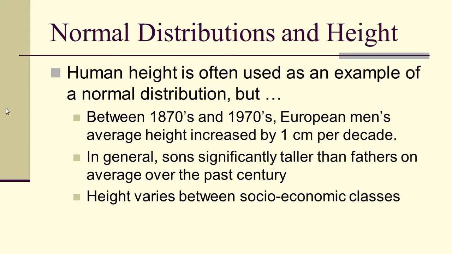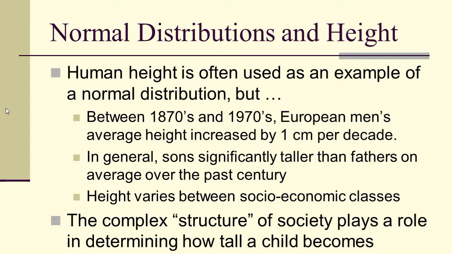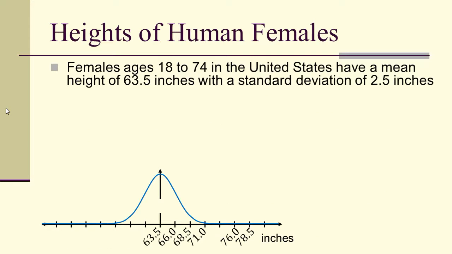So if you had a sample of males that included both sons and fathers, then they're not independent. So the height of the son is going to be dependent on the height of the father, according to this study. Height also varies between socioeconomic classes. So the complex structure of society plays a role in determining how tall a child is. We can actually see the impact of that.